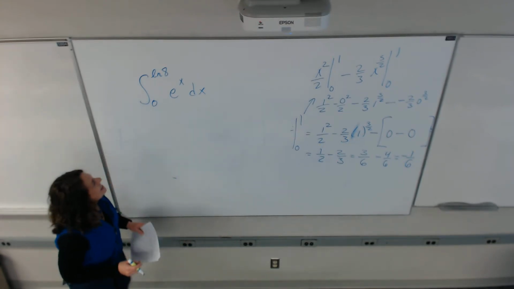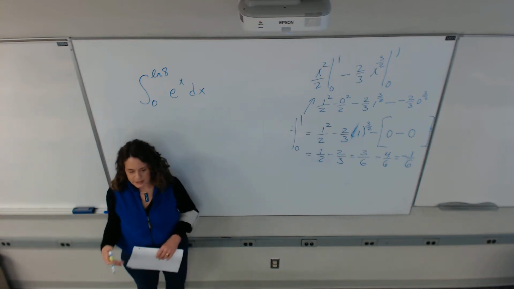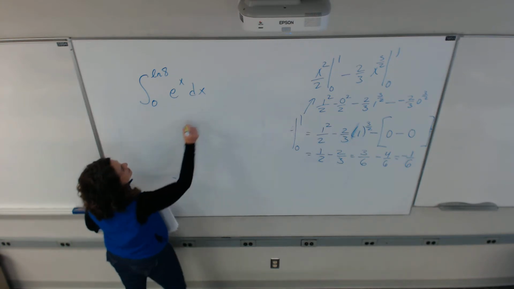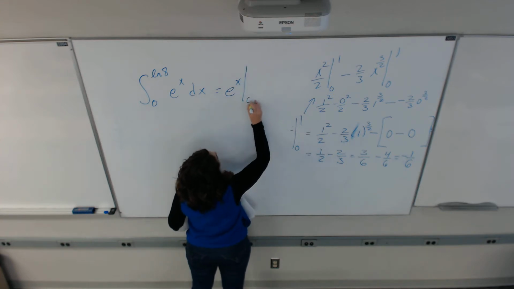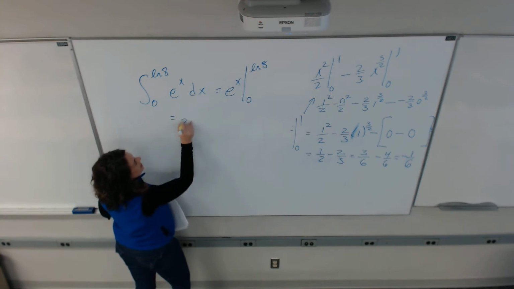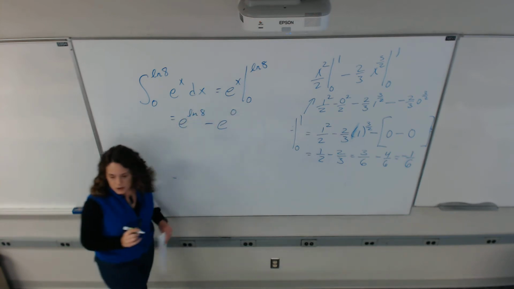I'll wait. Okay. Give me an antiderivative to e to the x. It's e to the x. We love e to the x. It's our all-time favorite function to integrate. Evaluated between 0 and the natural log of 8. So I plug in e to the natural log of 8 minus e to the 0.